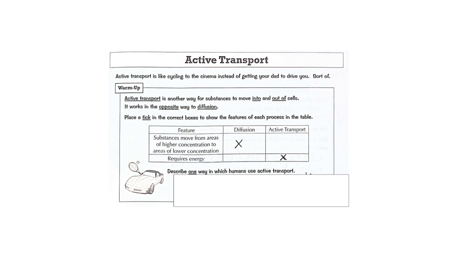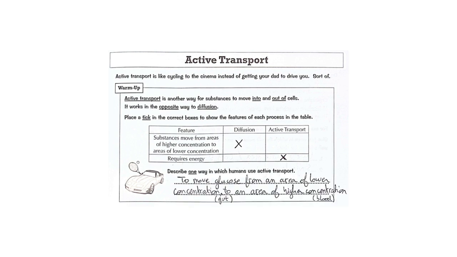Describe one way in which humans use active transport. So it's going to be used in your digestive system to move glucose from an area of lower concentration inside of the intestine or the gut to an area of higher concentration in the blood. That's mostly going to happen towards the end of digestion when your blood contains a lot of glucose.